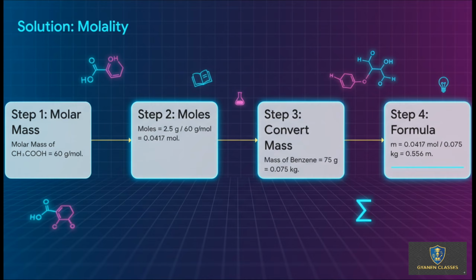Now, step 3, and this is the step where most mistakes happen, so pay attention. We must convert the mass of the solvent, benzene, from grams to kilograms. So 75 grams becomes 0.075 kilograms. Don't forget this. And finally, step 4 is easy. We just apply the molality formula, moles of solute divided by mass of solvent in kilograms. And that gives us our final answer, 0.556 mole per kilogram.